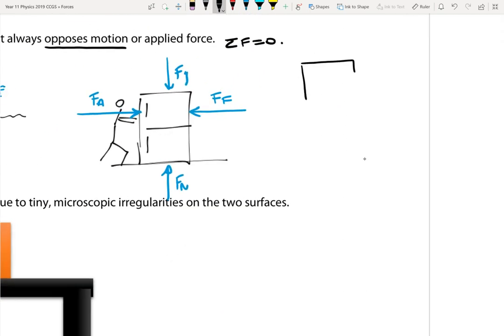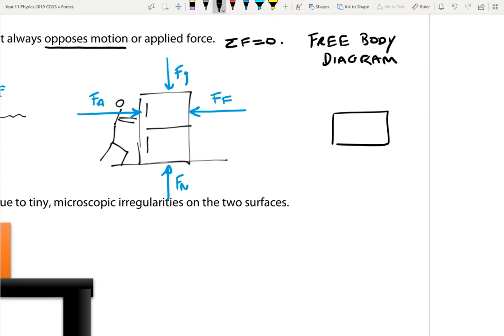If you were asked for a free body diagram, I have an exercise later in the booklet. You draw the object as a square and you draw the forces originating from the center, like so. If it's in equilibrium, your teacher is looking for all of these forces to be equal in length and opposite in direction. So we could draw here Fn, Fg, Ff, and Fa, applied force.